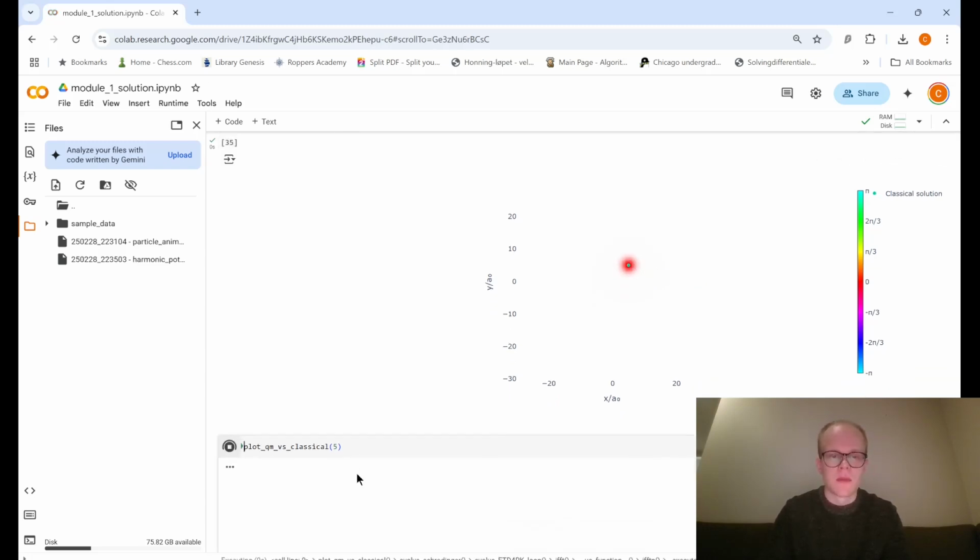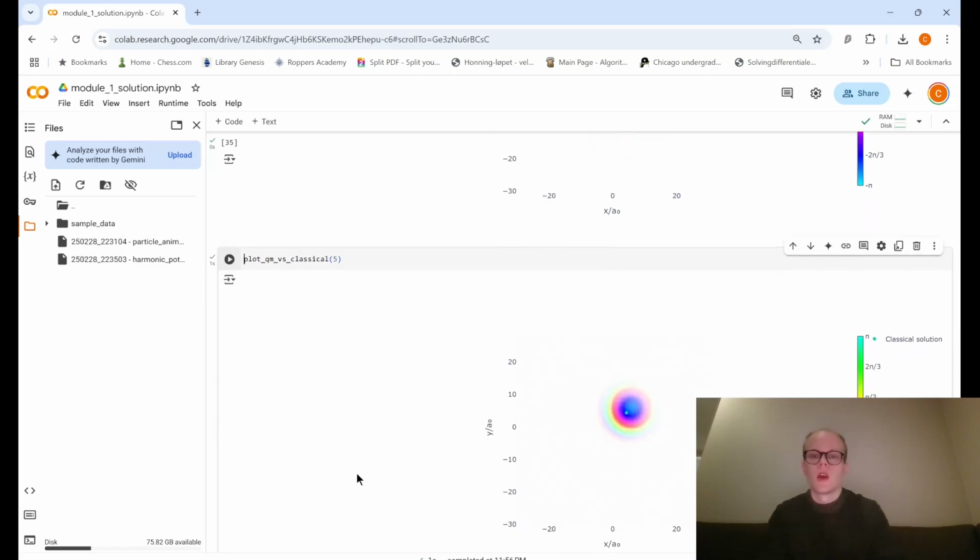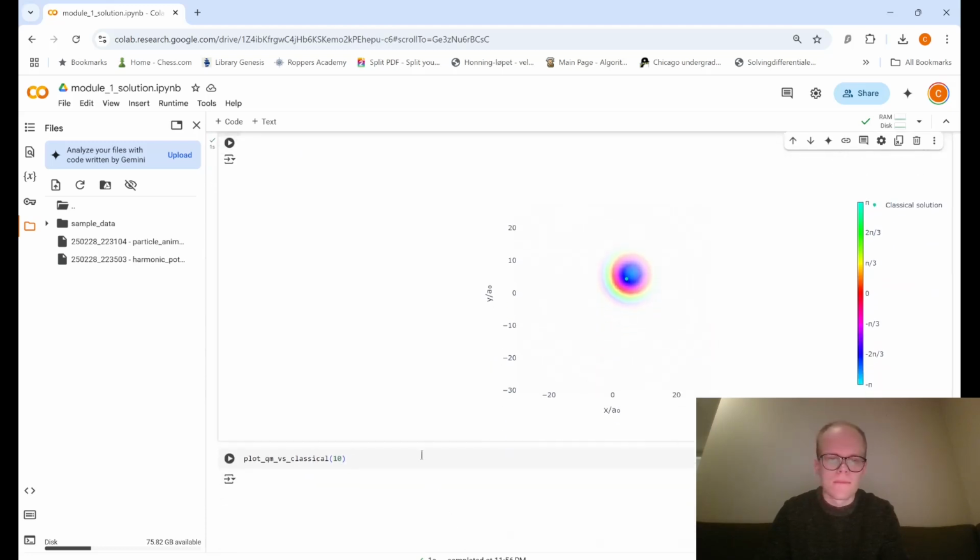Let's see what happens after time t equals 5. We see that the wave function starts to move in towards the center of the potential. Mind you, this is a harmonic potential which has a minimum right in the middle right here. So this makes sense. The wave function starts to move in towards the middle. We see that the classical solution starts to follow along, and it approximately tracks the part of the wave function that has the highest probability density, just heuristically looking at the intensity of the colors.